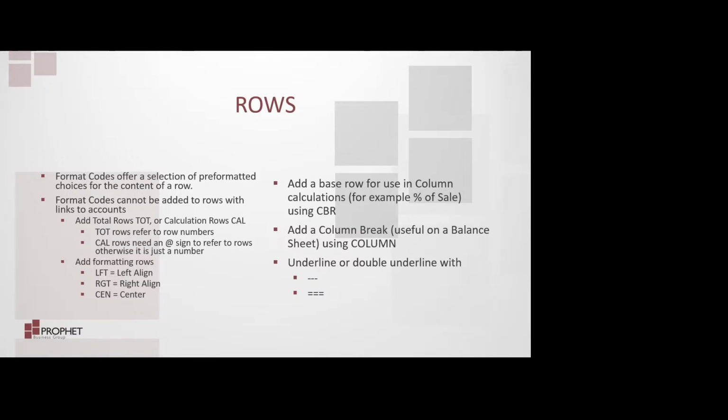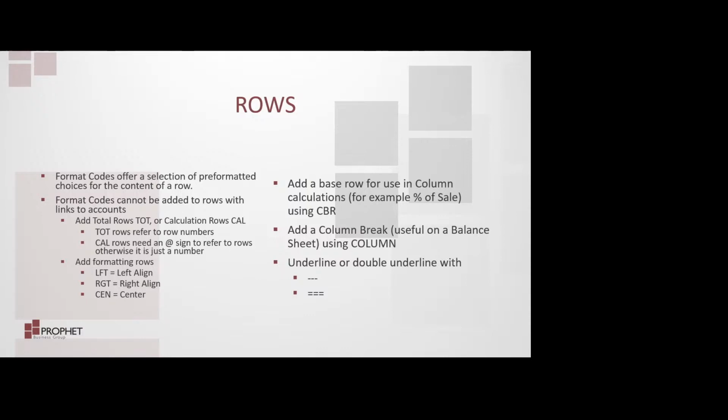You can add total rows, TOT, and calculation rows, CAL. Total rows refer to row numbers. CAL rows need an @ sign in front of them to refer to rows, otherwise it's just a number. You can add formatting rows: left align, right align, centering. You can add a base row for calculations, such as percentage of sales.